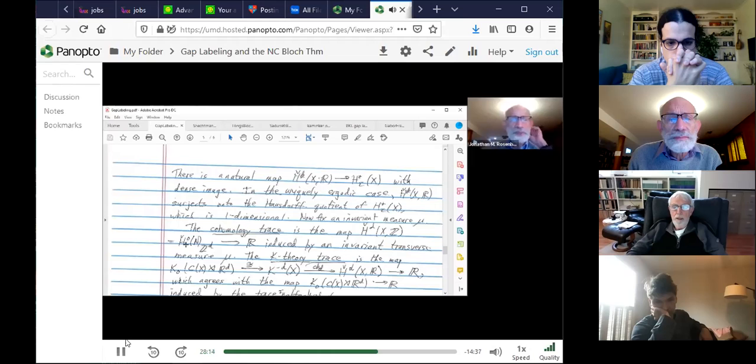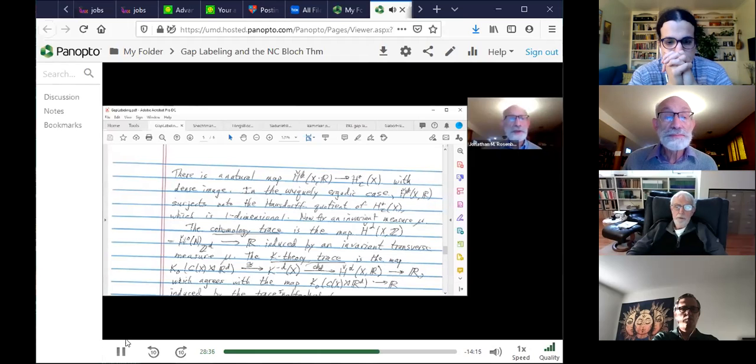And if you have an element of H upper 0, well, this group here is spanned by characteristic functions of clopen sets. So if you have a clopen set in n, you can just take its measure and that gives you a map to R. So that's called the cohomology trace.